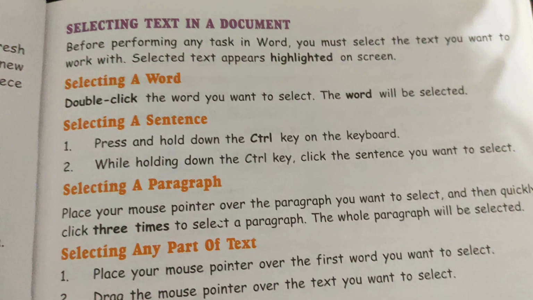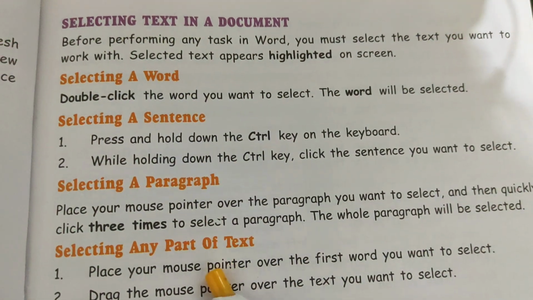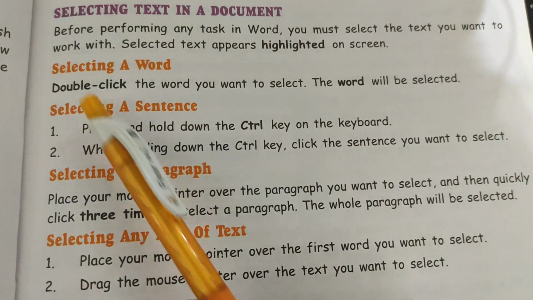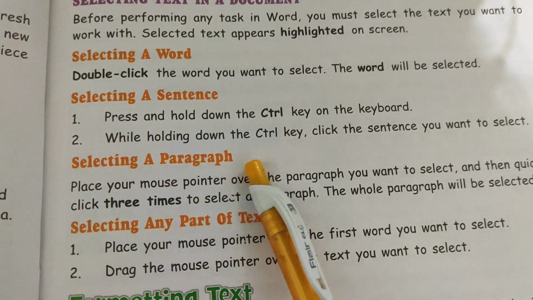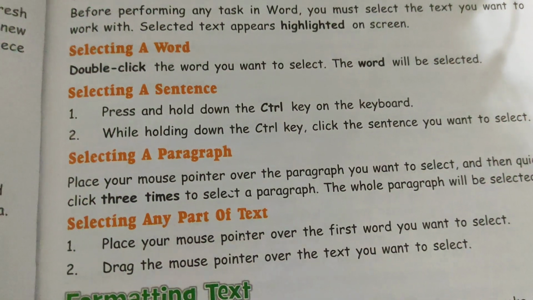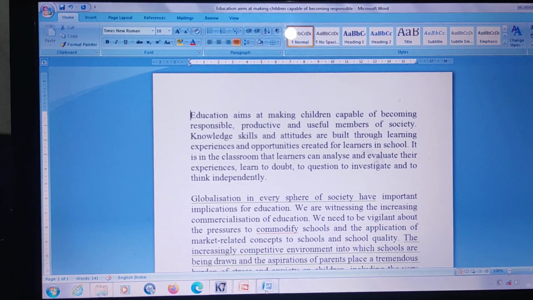Now the next topic is selecting text in a document. So here are the 4 ways in which you can select text. Number 1 is selecting a word, selecting a sentence, selecting a paragraph and selecting any part of text. So the first is selecting a word.